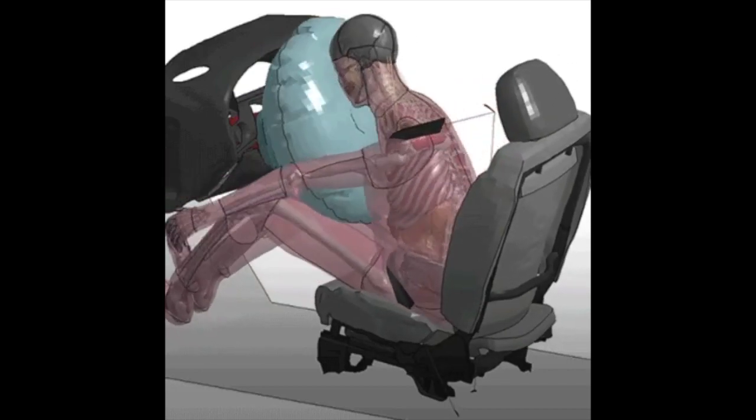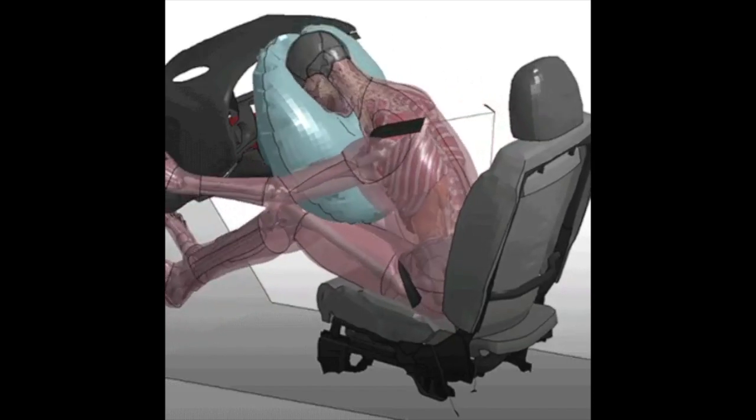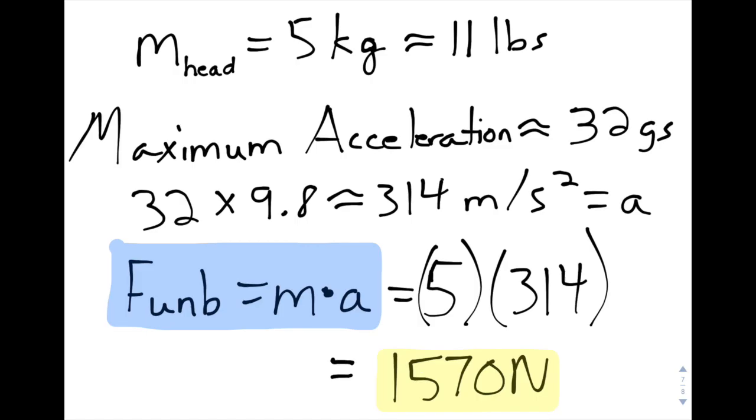Here's a simulation of what a car crash looks like, and it clearly shows the massive change in velocity of the head in such a short amount of time. To show just how much force is being exerted on the head of the dummy, Newton's second law is necessary. The law states that the unbalanced force is equal to the product of the mass of an object and its acceleration. By using Newton's second law equation highlighted in blue, the force can be determined.